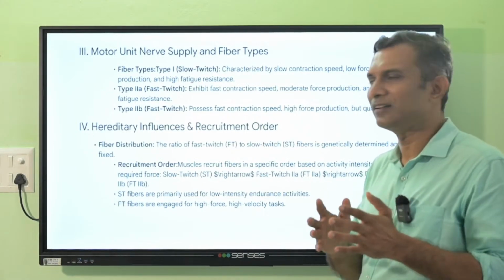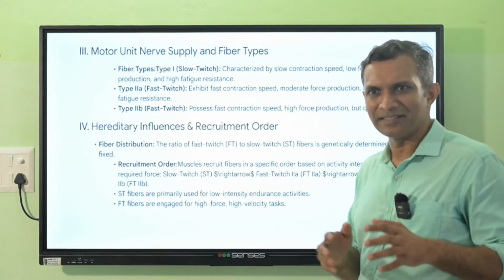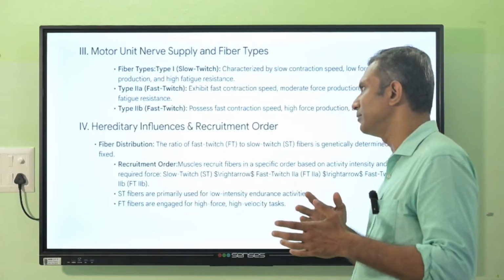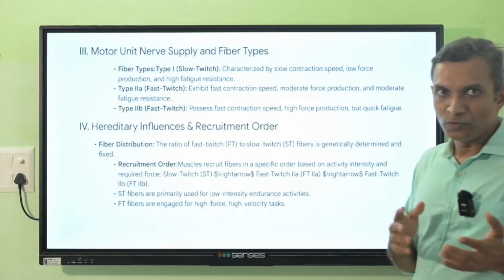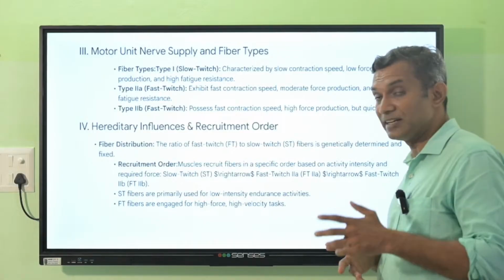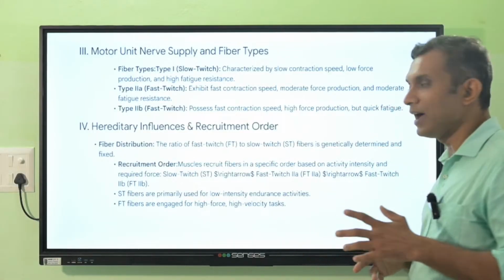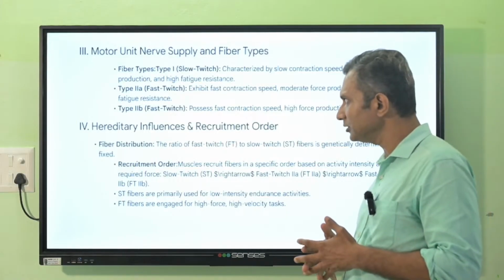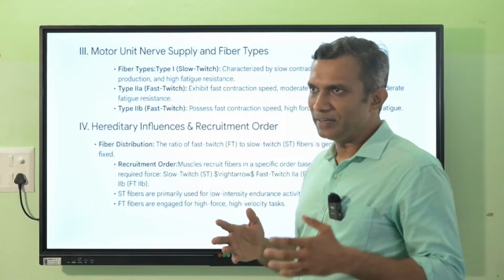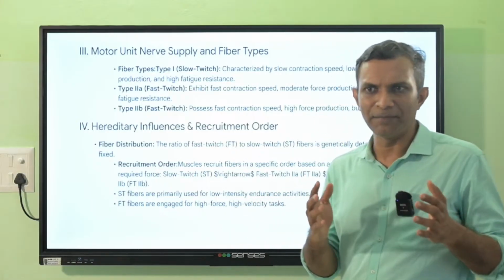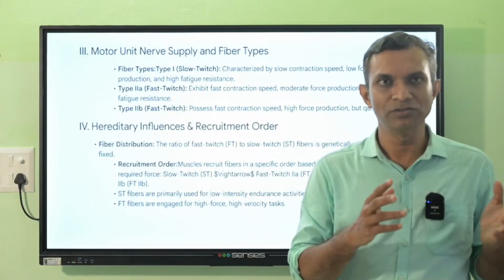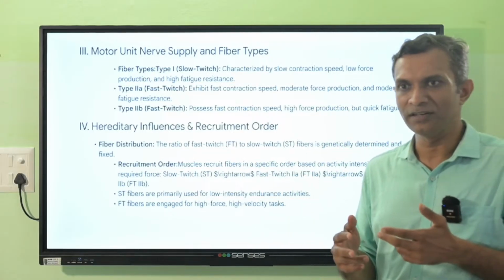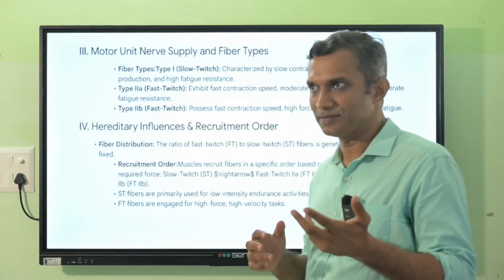So we can call the type 2A muscle a muscle that stands in between type 1 and type 2B. Type 2B is fast twitch muscle. It has a high contraction speed, high force production, but quick fatigue. So when we take a simple example of running, the two key types of runners are endurance or marathon runners, or the force production sprint runners.